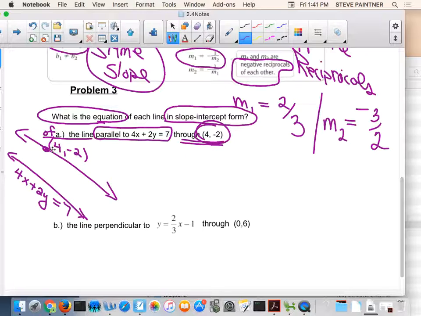So now take this equation over here. Do your work. Show your magic. Here we go. 4x plus 2y equals 7. Now solve it for y.